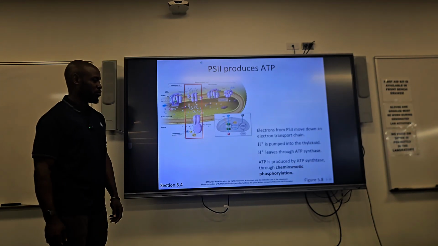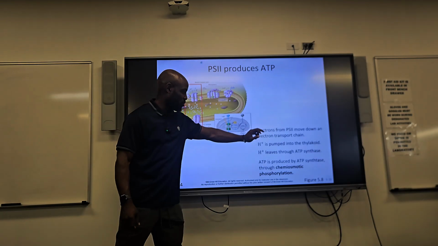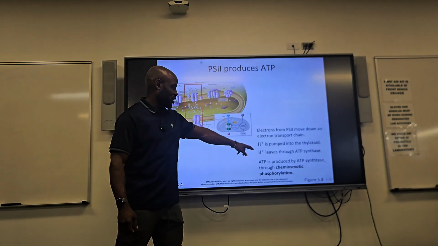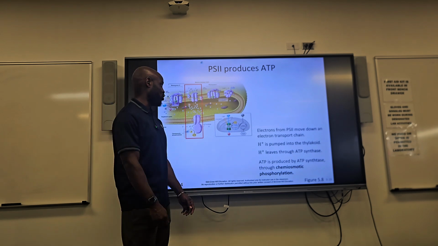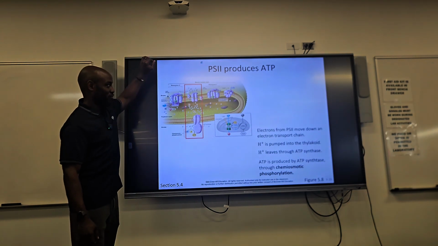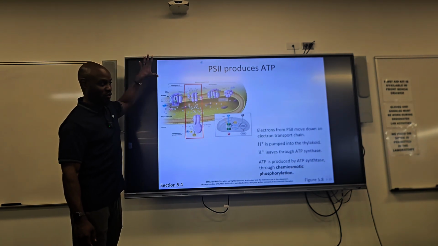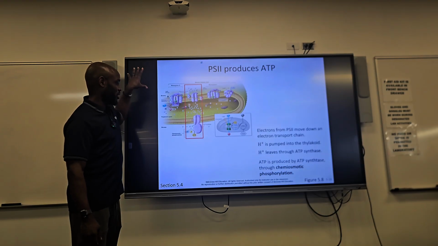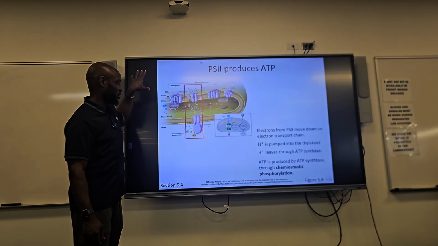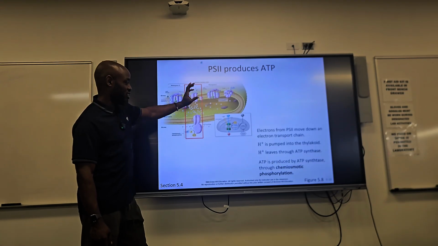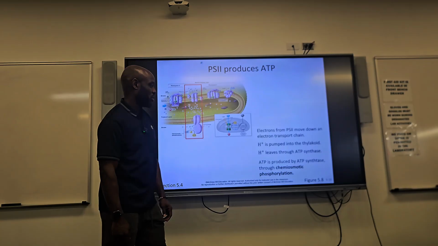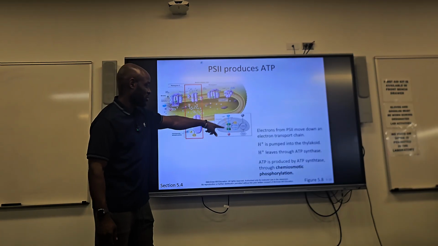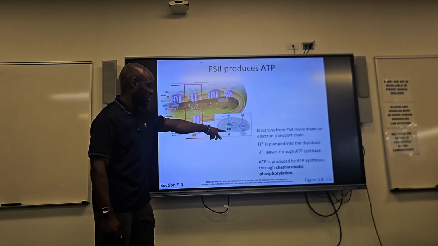Electrons move down the transport chain. Hydrogen is pumped into the thylakoid. Hydrogen leaves through the ATP synthase. And like I said, you don't have to memorize this whole thing. Just know that we start with sunlight, water, and carbon dioxide, and that we end up with glucose and oxygen, right? But through this first part, the light reaction, that's where we give off the oxygen.